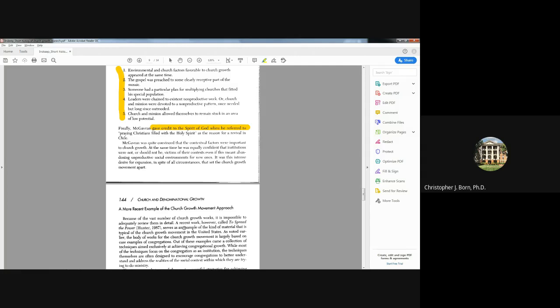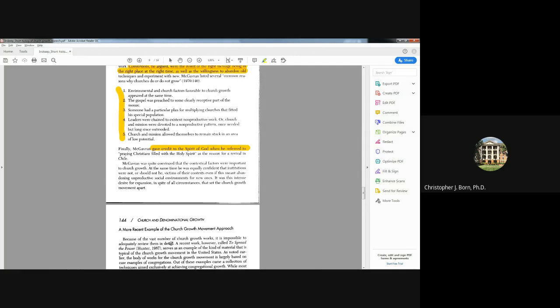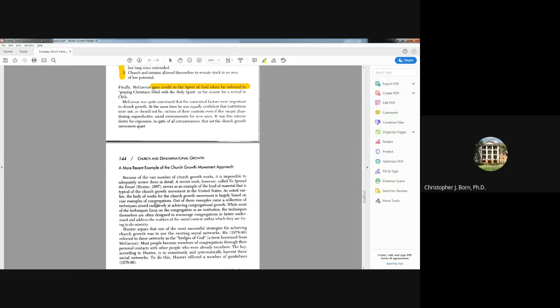So we have another recent example. Now we're up to about 1987. And a lot of these theories are still applied today. But this approach by Hunter is shared by social scientists, as they argue that it works. So the most successful strategy for achieving church growth was to use the existing social networks of current people. And so he referred to them as bridges of God, borrowed from McGavran. But sociologists call it previously established social and familial networks.